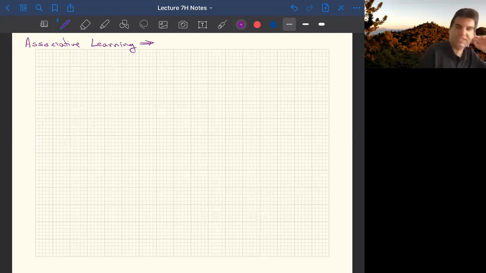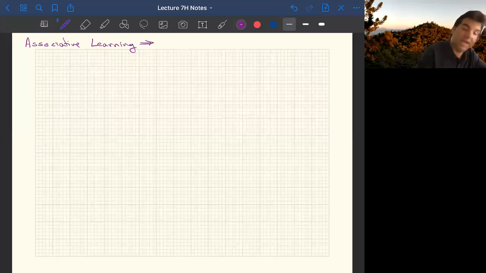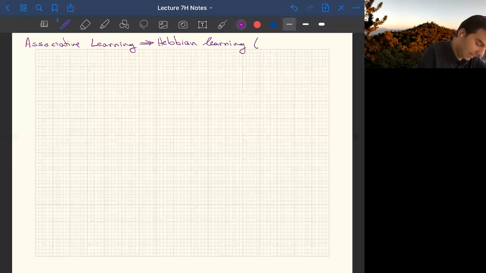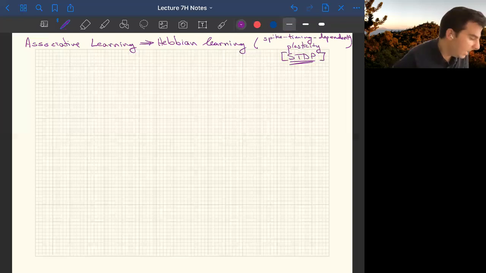And a particular type of associative learning, or mechanism for associative learning, called Hebbian learning, which has a more technical name of spike timing dependent plasticity, or STDP. So that's a good term to know as well.